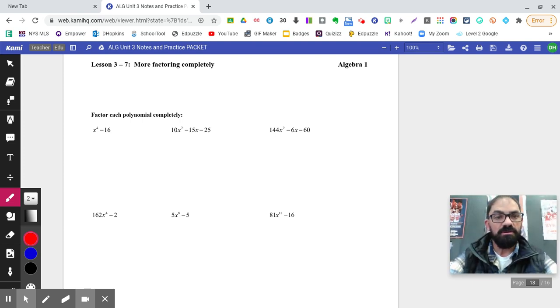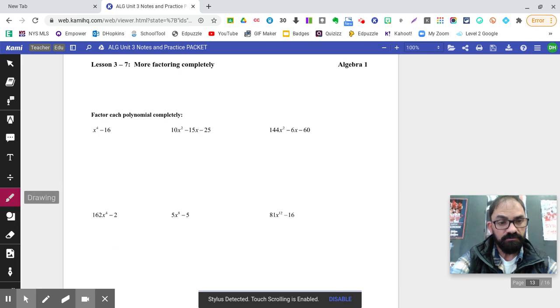Today we're looking at lesson 3-7, more factoring completely. These are a little more complex, and you'll see as we get to it that we're going to have a leading coefficient maybe that is not just one. So let's get after it.